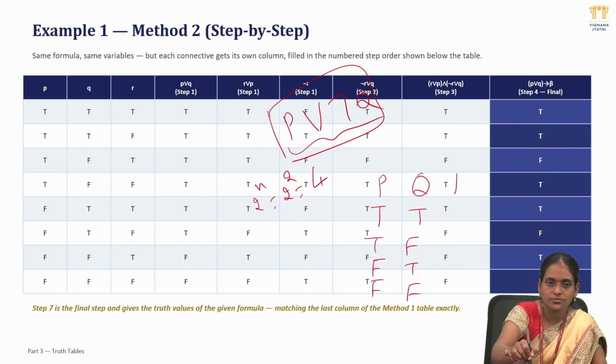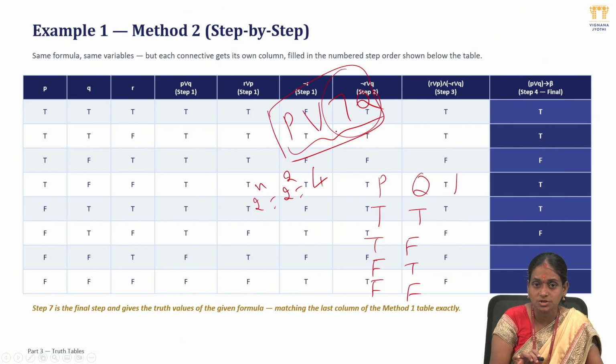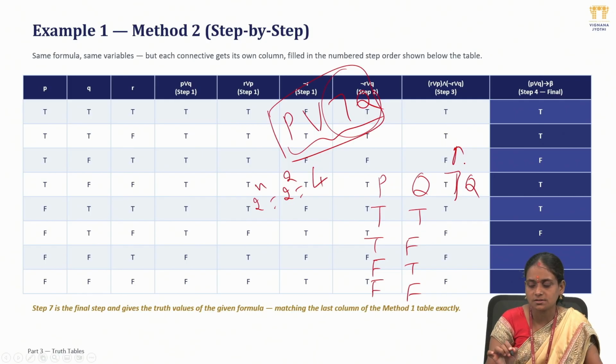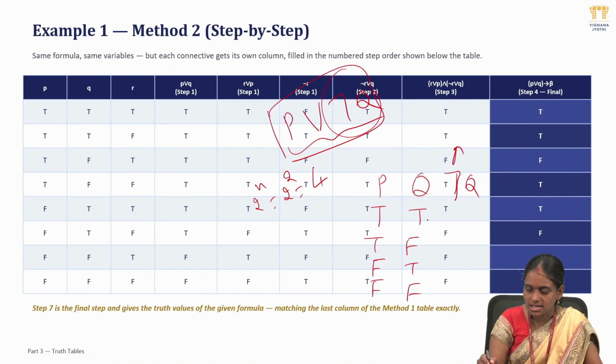Next, you have to go for the given formula. What is the formula that we have? Instead of writing P OR negation Q directly, first you should write negation Q, then apply the OR operation. Negation Q: what is this connective? Not. Not means we reverse the truth values of Q. What are the truth values for Q? T should be replaced with F, F with T, T with F, F with T. This is negation Q.